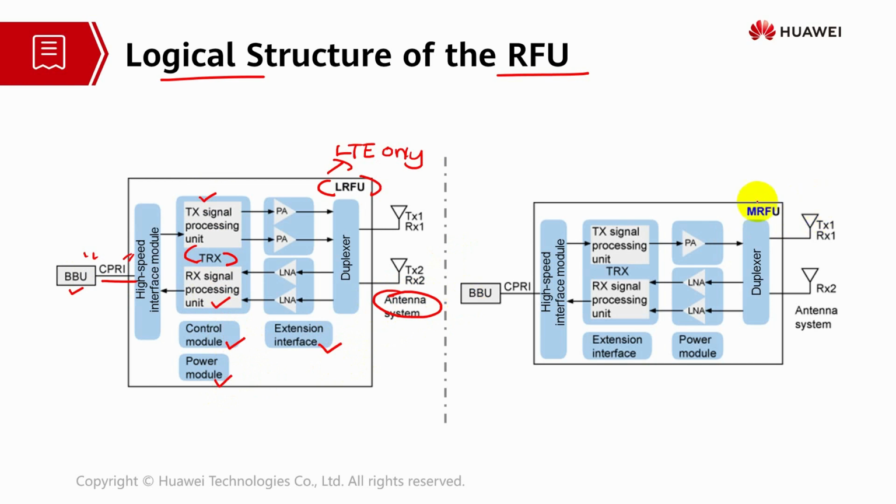Same goes to the second model. MRFU is for multimode. Multimode over here means that it can support all technologies including LTE network. The function is similar. It has a BBU, CPRI, which is the fiber optics. It has to go through the interface module, the TRX extension interface. It has a power module and it will be connected with the antenna system.